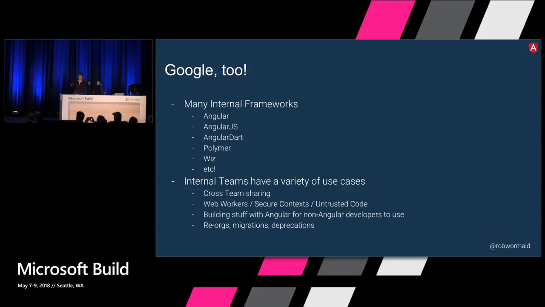We've got Angular and AngularJS, Polymer, which you know about, Angular Dart, which you may not know about, Wiz, which you definitely don't know about. Wiz is what Gmail is made with. Docs is made out of Wiz. So we have a bunch of internal teams who, again, have the same problem the outside world does, right? They're rebuilding stuff. They're doing a lot of duplicate work. They're not able to share code between these different frameworks. And so we end up building the same thing again and again and again.